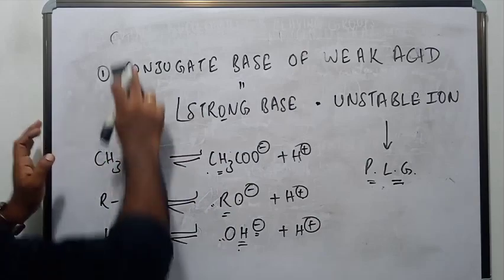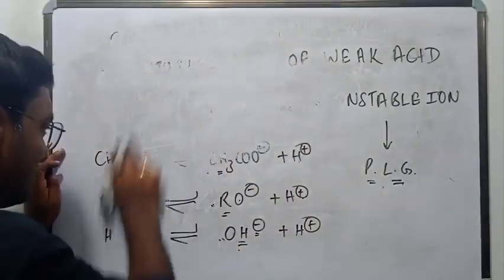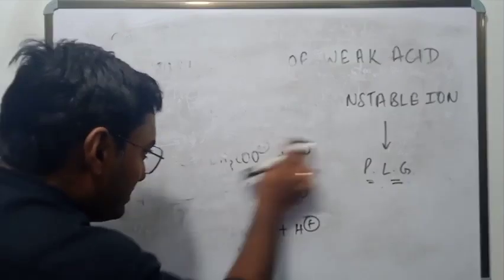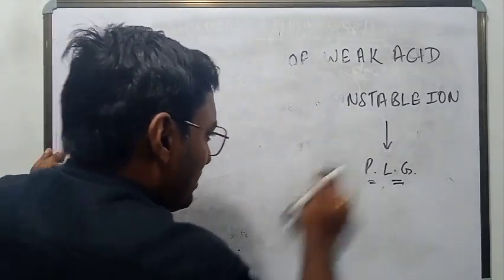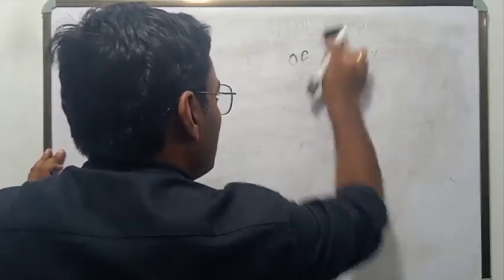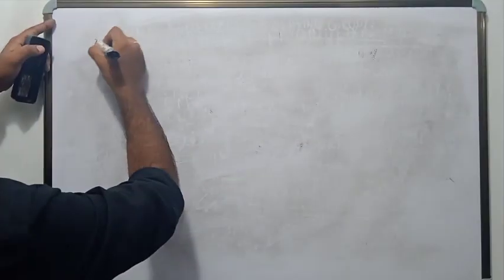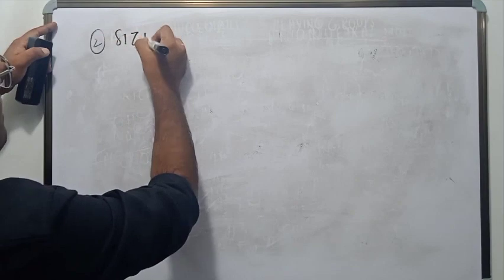What is the second way of finding it out? That is a question. The second way of finding it out is by analyzing the size of the atom. This is called size versus basicity. We will understand that size versus basicity. Let us understand what it is.